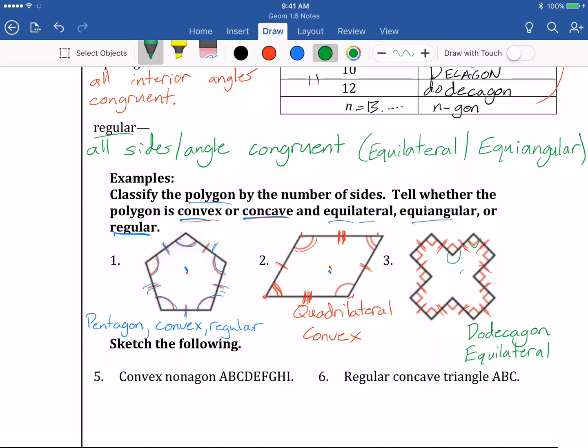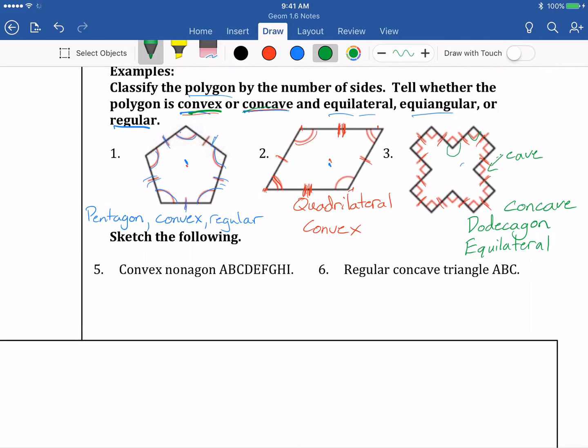And I keep forgetting this: convex or concave. So if I go back to that question, is it convex or concave? Notice this here. These guys have caves in them. So that means this is a concave polygon. All right. So we're classifying these guys by the number of sides and by whether it's convex or concave.